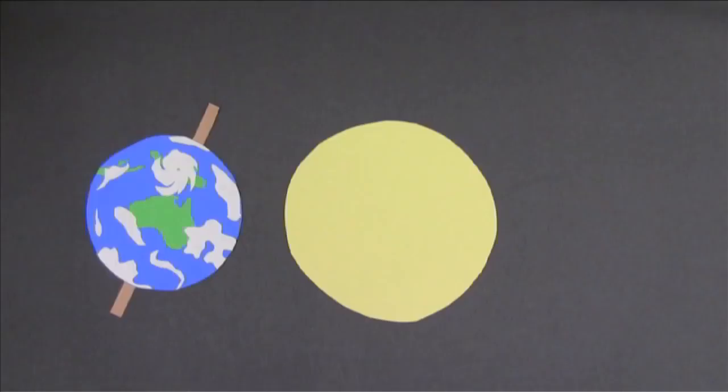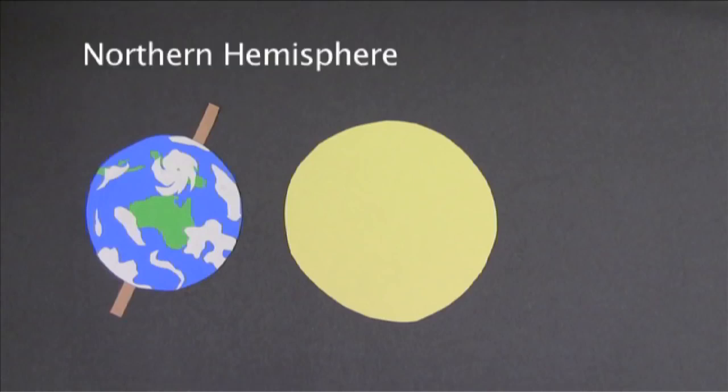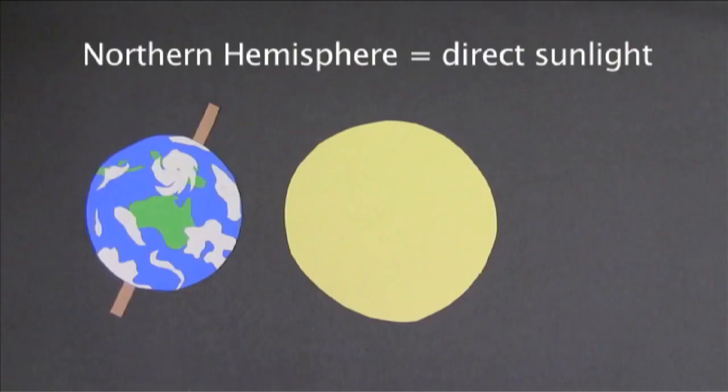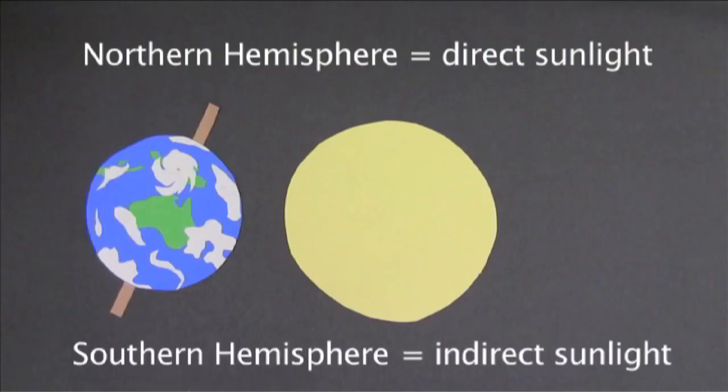So let's put it all together. When the northern hemisphere is tilted towards the Sun, it's receiving direct sunlight. It feels warmer, which means it's summer there. And the southern hemisphere is receiving indirect sunlight, which means it feels cooler. That's winter.